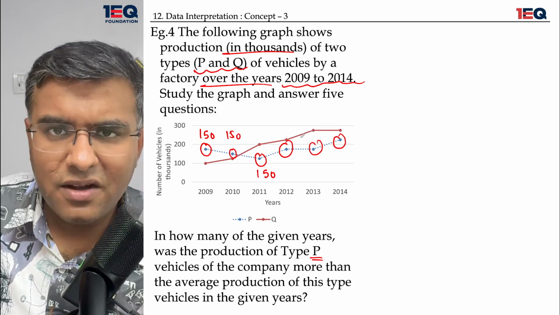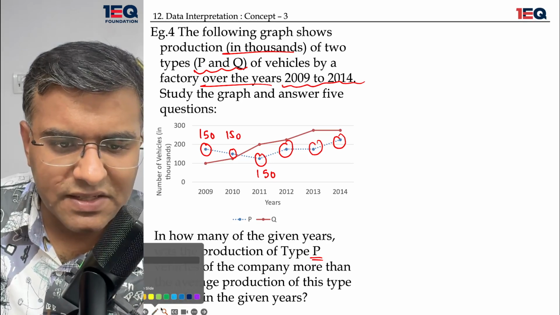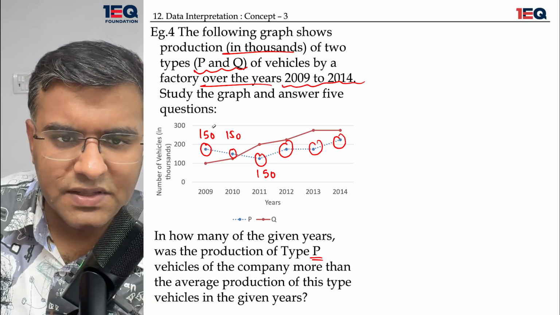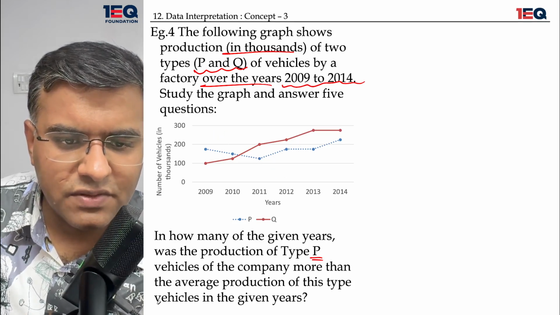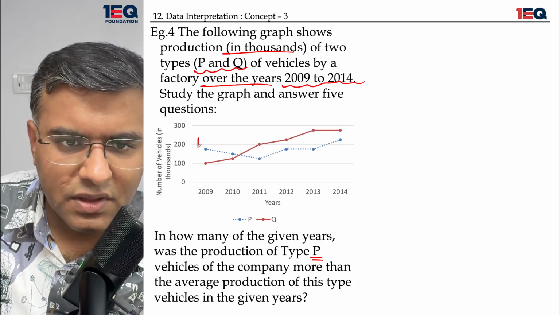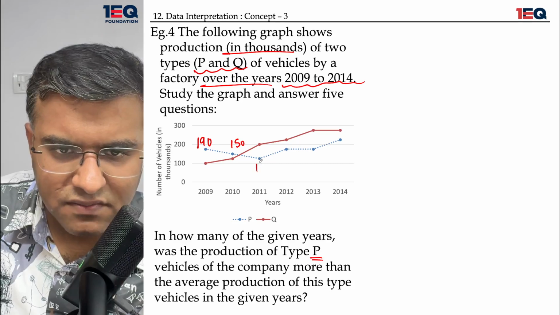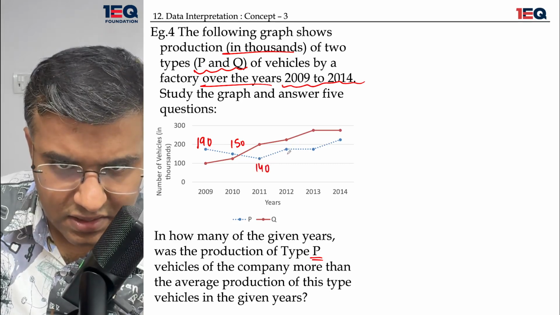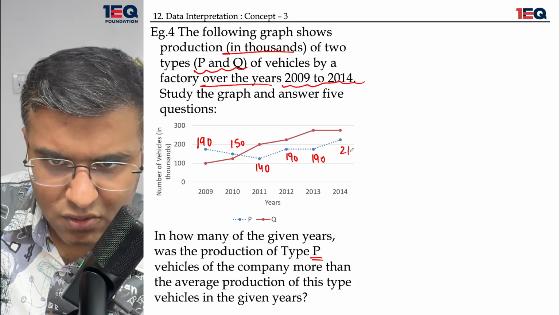No, it shouldn't be that way. It must have numbers. Because we have a big space here, I'll try to write numbers which are valid for us. You'll definitely find numbers. Okay, this is 190, this is 150, this is 140, this is again 190, this is again 190, and this is 210.